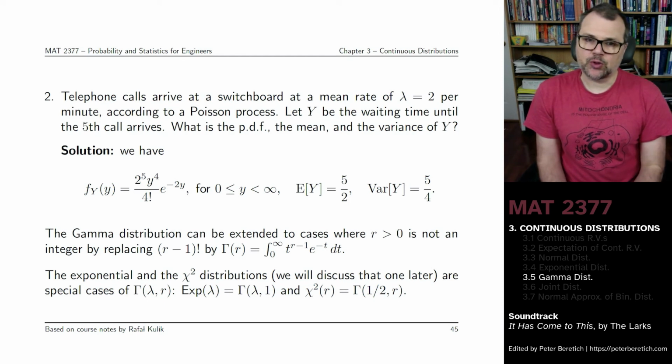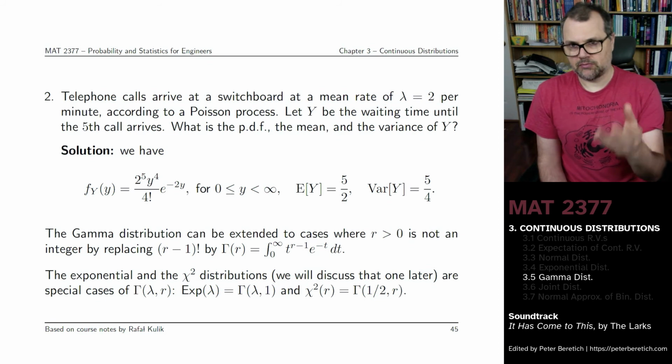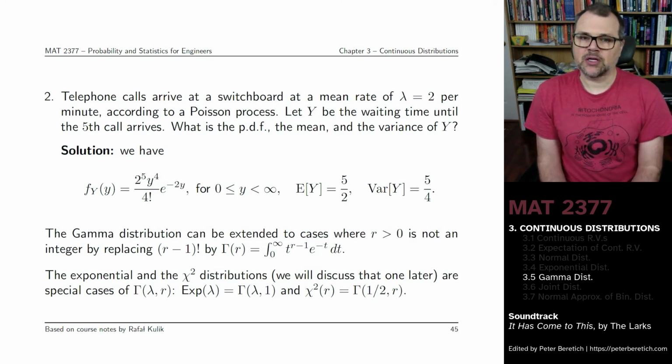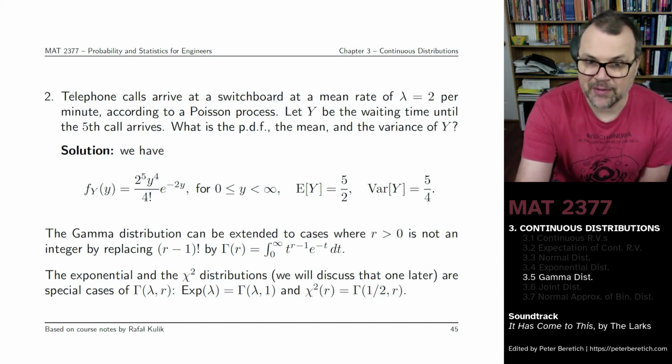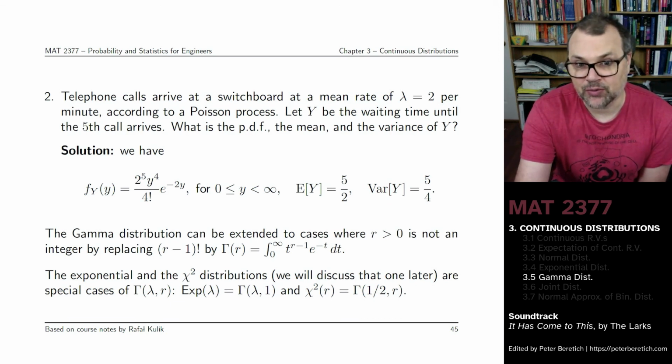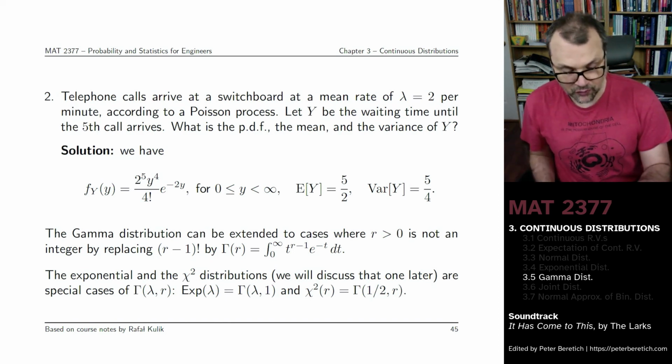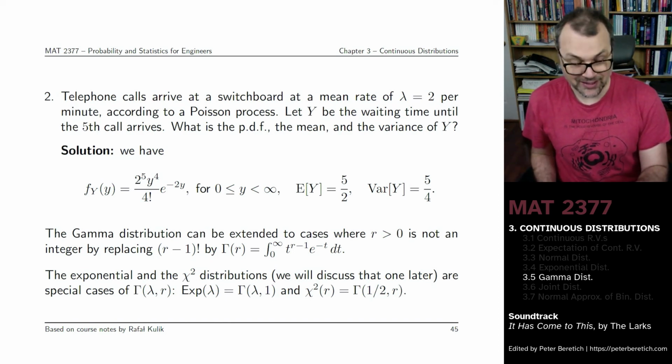It's called the gamma distribution because you can extend the factorial in the PDF here by something called the gamma function. So if r turned out to not be an integer, if r was some positive number but not an integer, you can replace r minus 1 factorial, the denominator in the PDF, by gamma r. And gamma r is just the expression that you get here. It's going to be a function of r because you're integrating with respect to t.